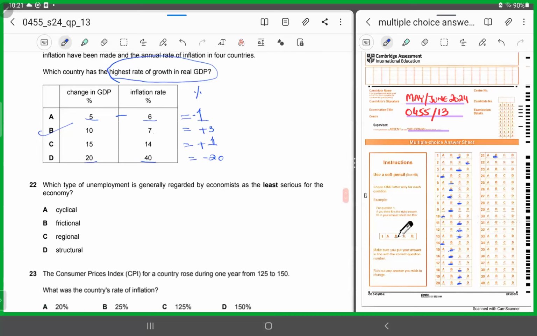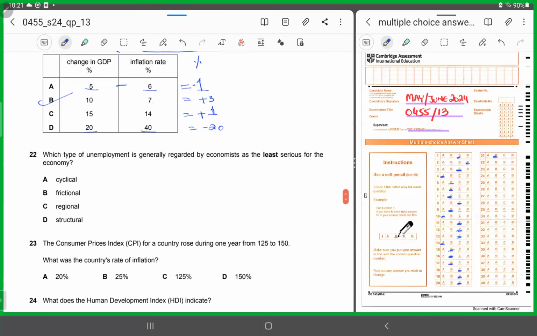Let's look at number 22. Which type of unemployment is generally regarded by economists as the least serious for the economy? Out of these 4 options, which do you think is the least troublesome or the least to be worried about by an economy? A says cyclical, B says frictional, C says regional, D says structural. Now, what do you think should be the option?